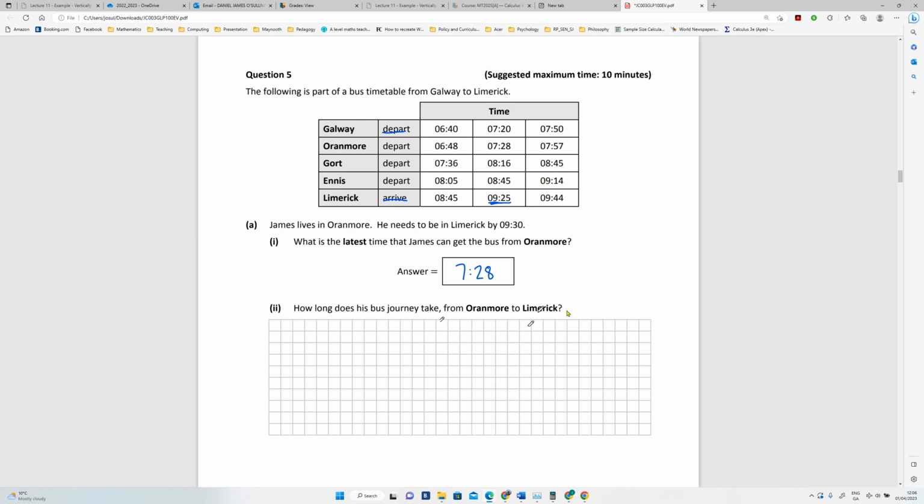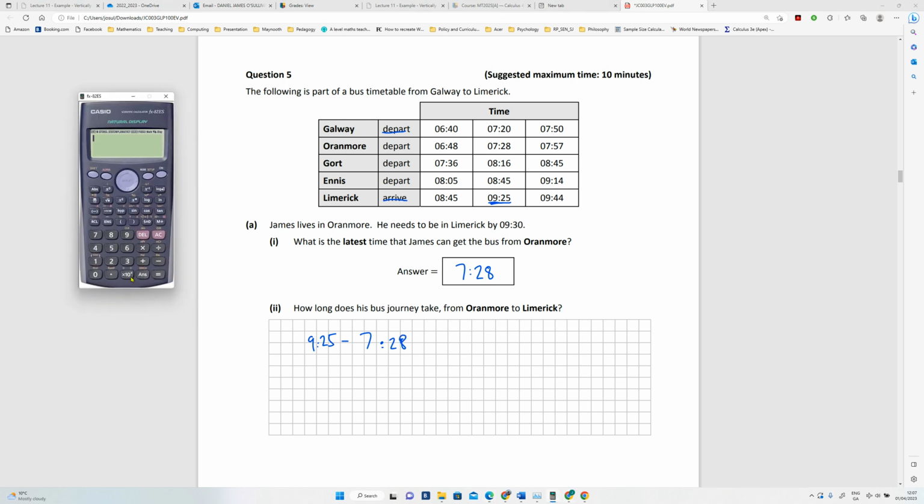So this is going to be the arrival time, which is 9:25 minus 7:28. I'll just show you how to do that on the calculator. If you want to put in the actual time, just to make sure you're fully accurate, you'll see this little button here, you have a button like that on your calculator with a dot and a number of inverted commas. It's possible to use this for time.